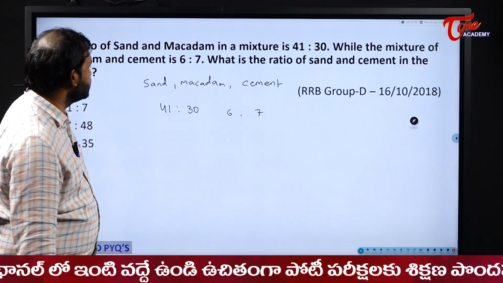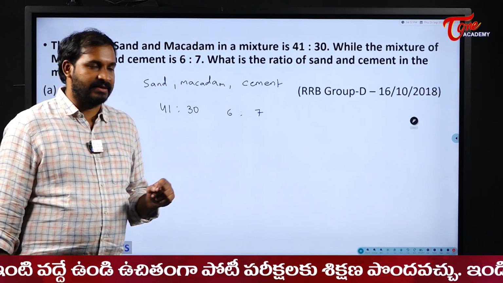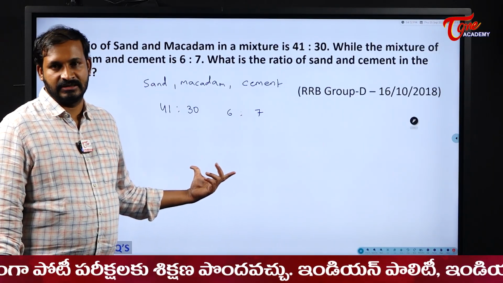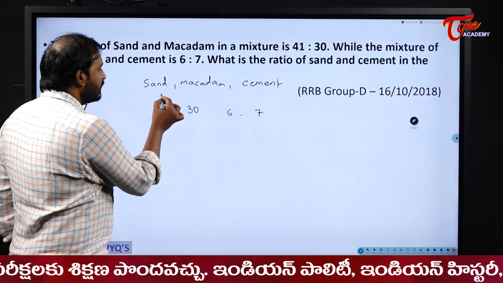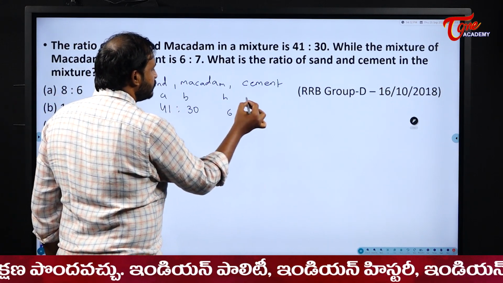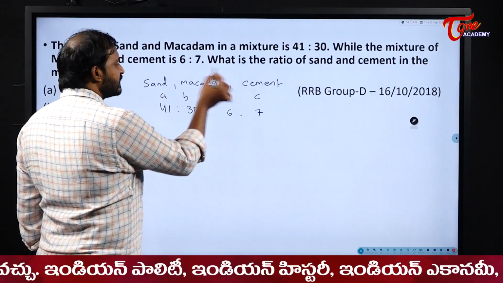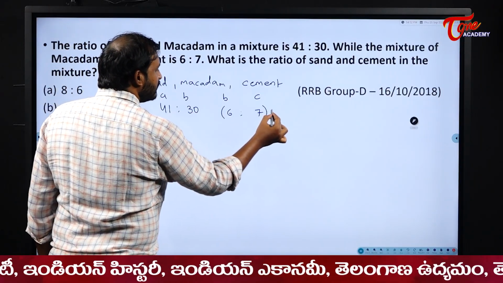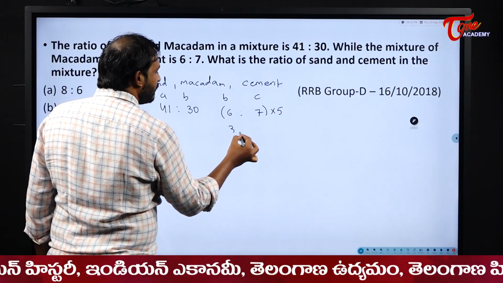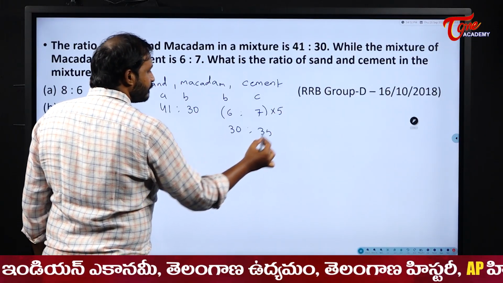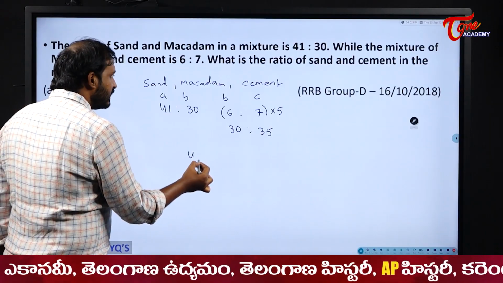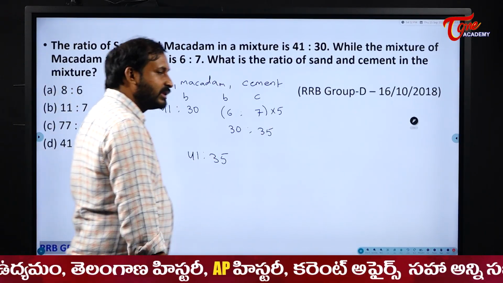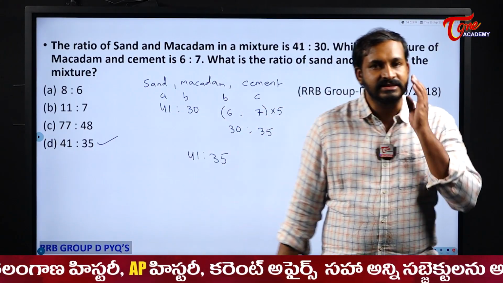And they are asking us what is the relation between sand and cement. Similar to our A:B, B:C, and they are asking us A:C here. So consider, to avoid confusion, I assume it as A:B, B:C, and they are asking us A:C. How will you equalize? First equaling this one, I will multiply this one with 5. When I multiply with 5, it will become 30:35. Right? So now directly I can say that the relation between sand and cement is 41:35.